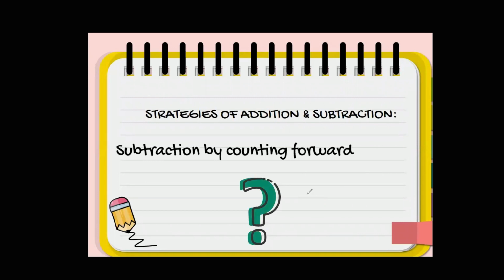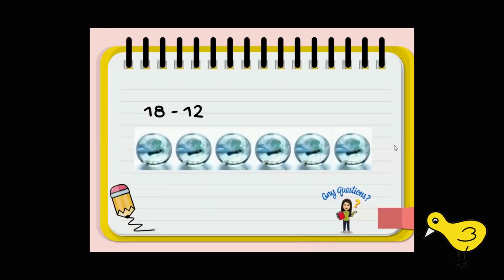Have fun doing maths. So the next strategy that we are going to explore is subtracting by counting forward. This we have done when we were babies. Let's see, your number sentence is 18 minus 12. You have to take away 12 from the bigger number, that is 18. So let's see. Which one is the smaller number? Right. So let's start by 12 because this is the smaller number.